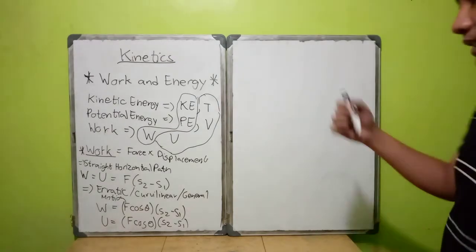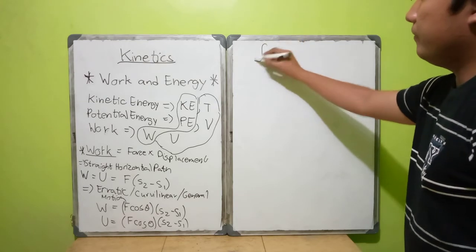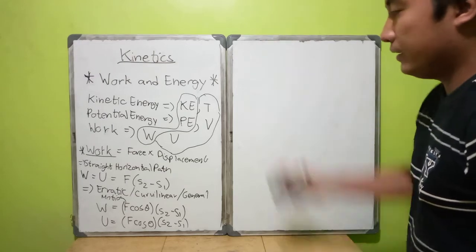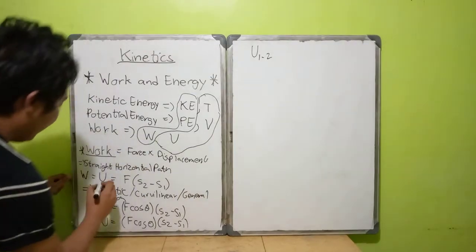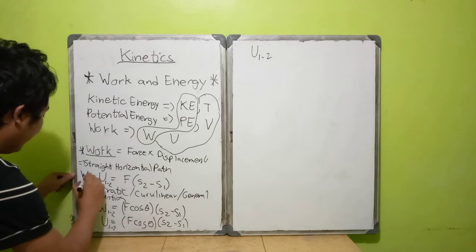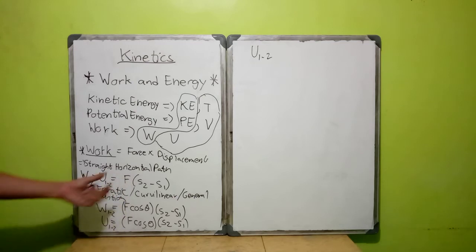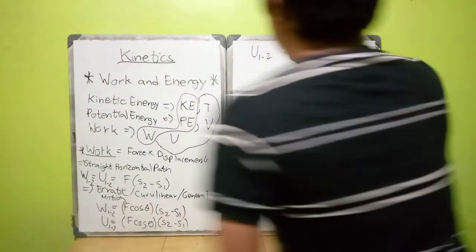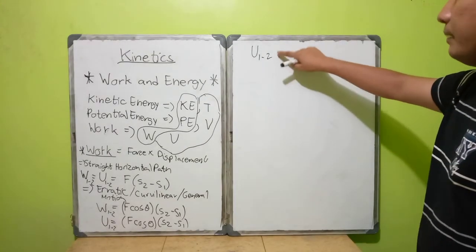Okay, so in general terms, we can denote U for position 1 to 2. This can also be denoted as U 1 to 2, or W 1 to 2. We are speaking of position 1 to position 2, so you can also denote this as U or W from 1 to 2, point 1 to point 2.